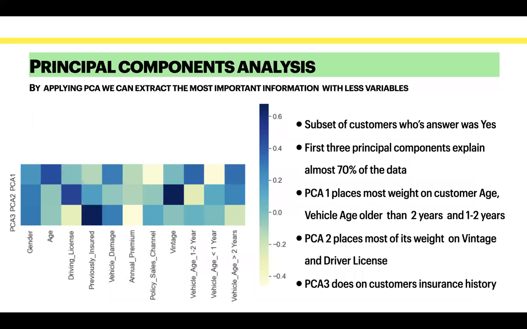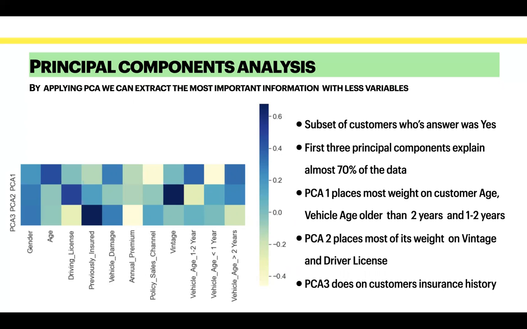So I wanted to start with the principal component analysis, PCA for short. The idea of the PCA is simple: just reduce the number of variables of the data set while preserving as much information as possible. So we could see the new variables as the principal components. The first three principal components explain almost 70% of the data.